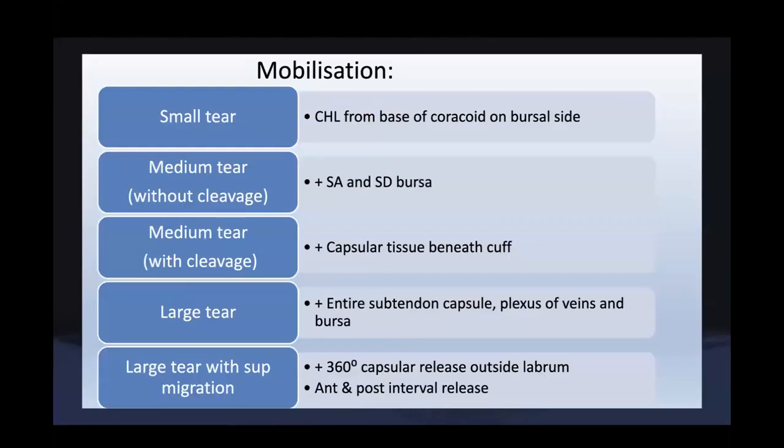So if there's a small tear, you would just like to mobilize from the base of the coracoid and the bursal side. If there's a medium tear, you would like to mobilize along with that, and you would do a subacromial and a subdeltoid decompression and an acromioplasty in the form of a soft tissue or a bony. If there's a medium tear which is cleaved, then you would have to do a capsular cuff beneath. So that can be a bilaminar repair depending on the type of tear. A large tear would need the entire subtendon capsule to be released. The plexus of vein, bursa has to be done properly. And a large tear with a superior migration, the capsule has to be released outside the labrum and you have to perform these interval slides.